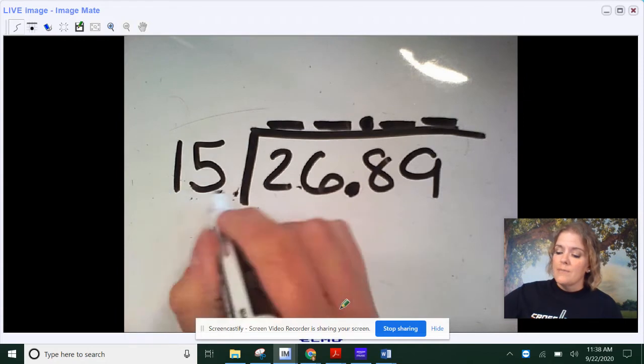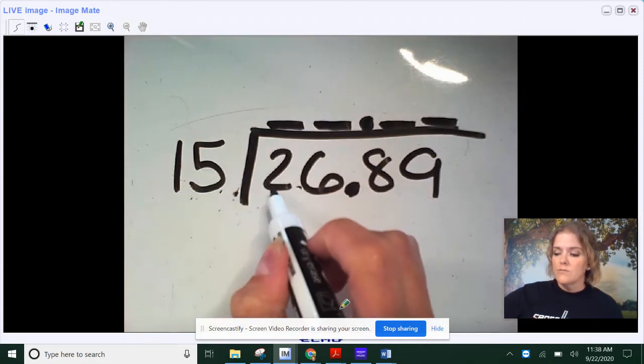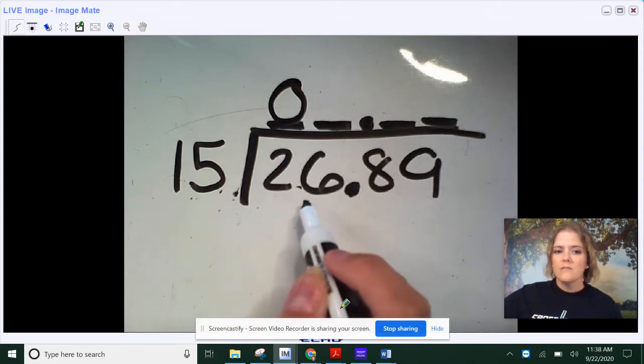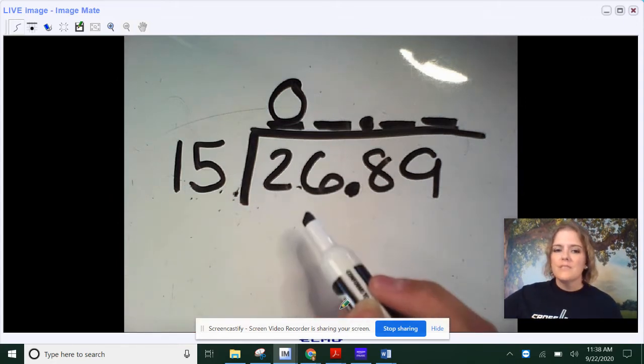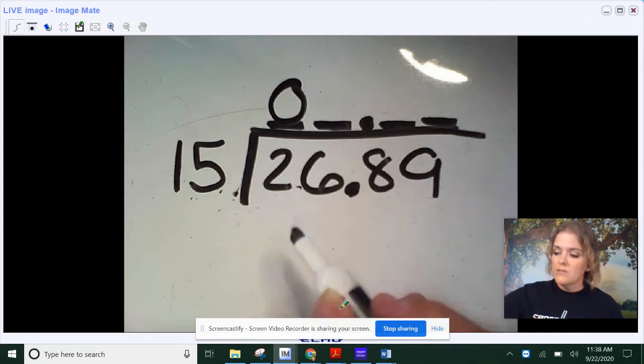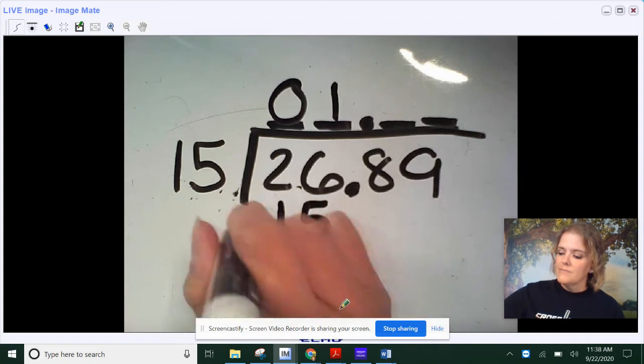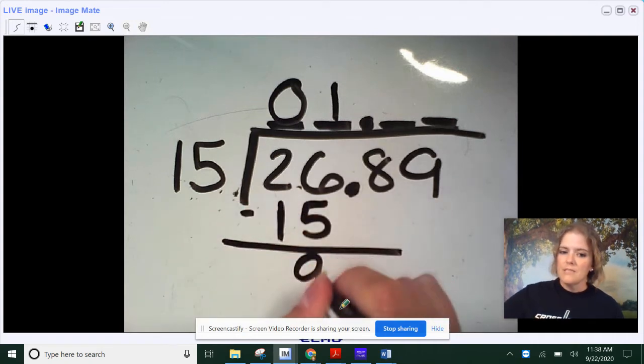So my first thought is, how many times does 15 go into 2? Well, 15 can't go into 2. So how many times does 15 go into 26? Well, I know that 2 15s is 30, so that's too much, so it has to be 1. 1 times 15 is 15. 26 minus 15 is 9.